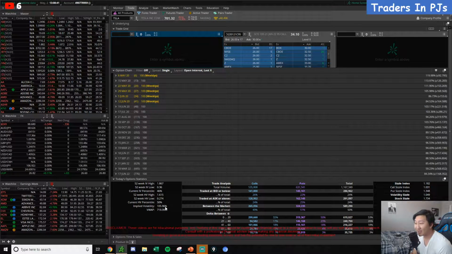Implied volatility, right now it's 105%. This is 46%. The higher the current IV percentile, I'll just touch on it right now, that means this implied volatility number is above 46% of the last 52 weeks.